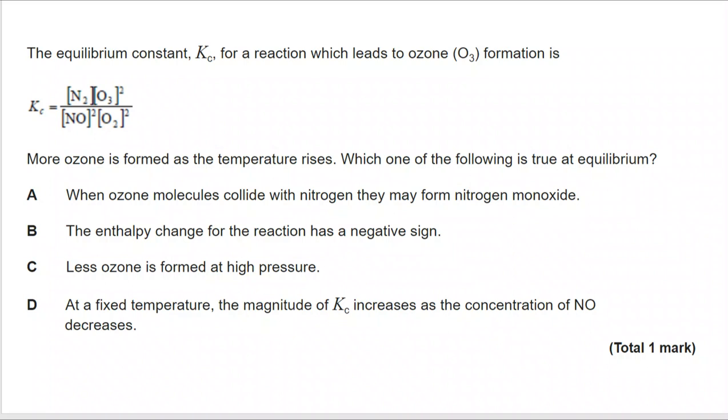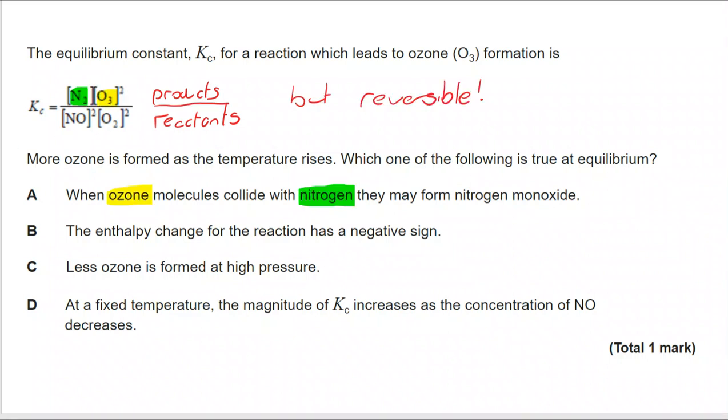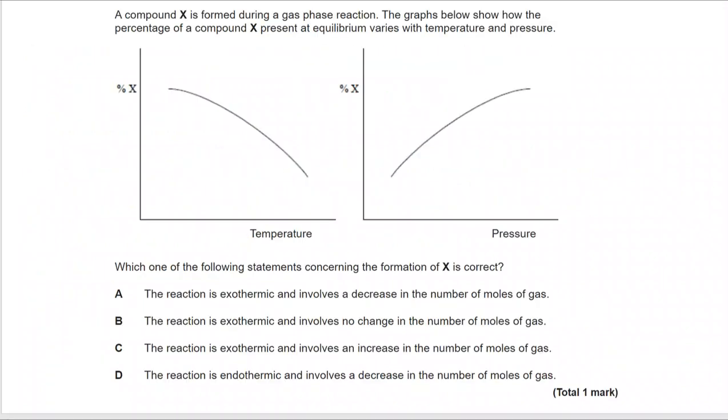Which one of the following is true at equilibrium? Well, let's remember that for the forward reaction, we have product on top, reactants on the bottom. But it is reversible. So when ozone molecules collide with nitrogen, they may form nitrogen monoxide. Well, N2 and O3 are both on the same side of the equation, and it's clear that they can react to form NO and O2. So actually, straight away, we have got the correct answer of A. On to the next question.